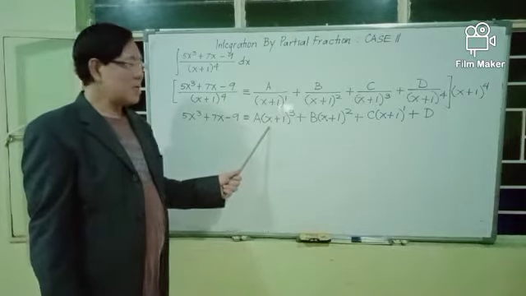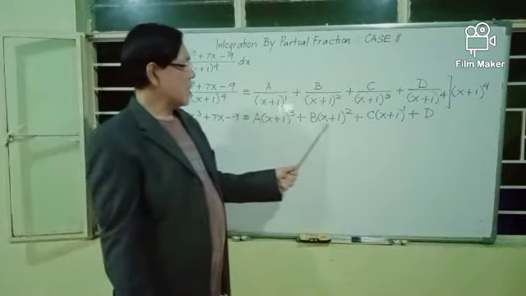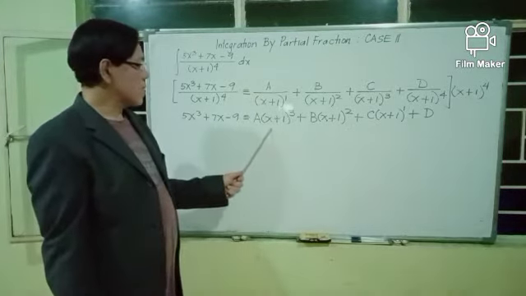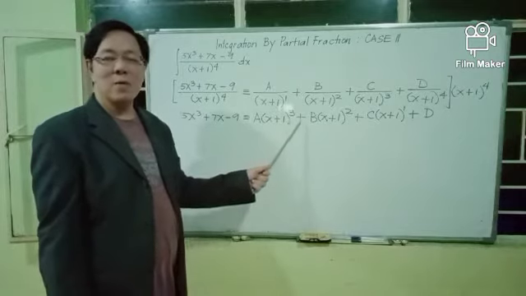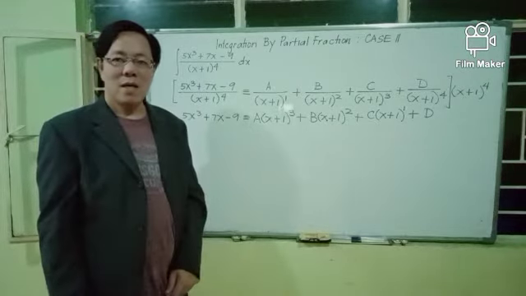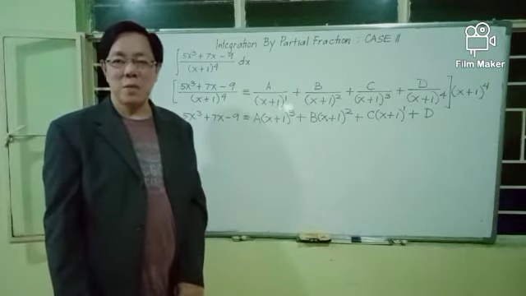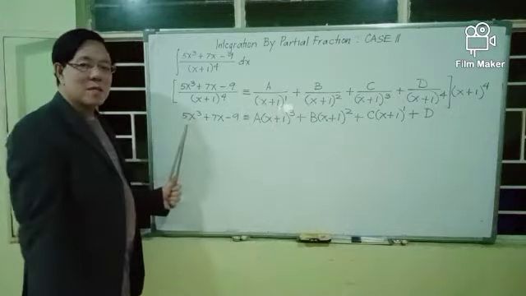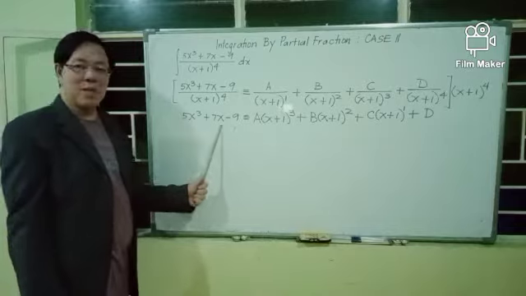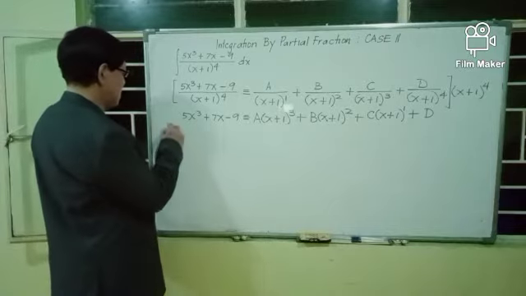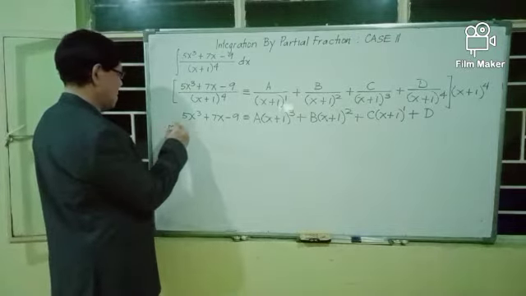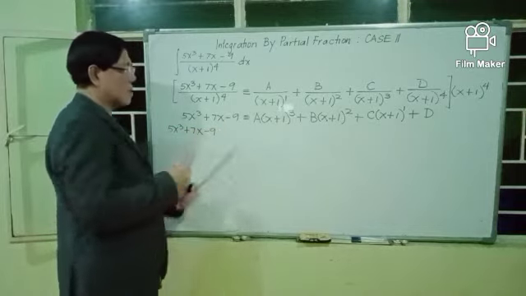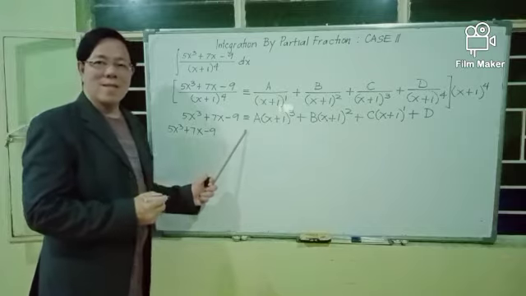Now we expand each term at the right-hand side. We expand (x + 1)^3 and we apply one of the special product rules for the cube of a sum. The left-hand side is the same, 5x^3 + 7x - 9. This symbol is read as identically equal to.